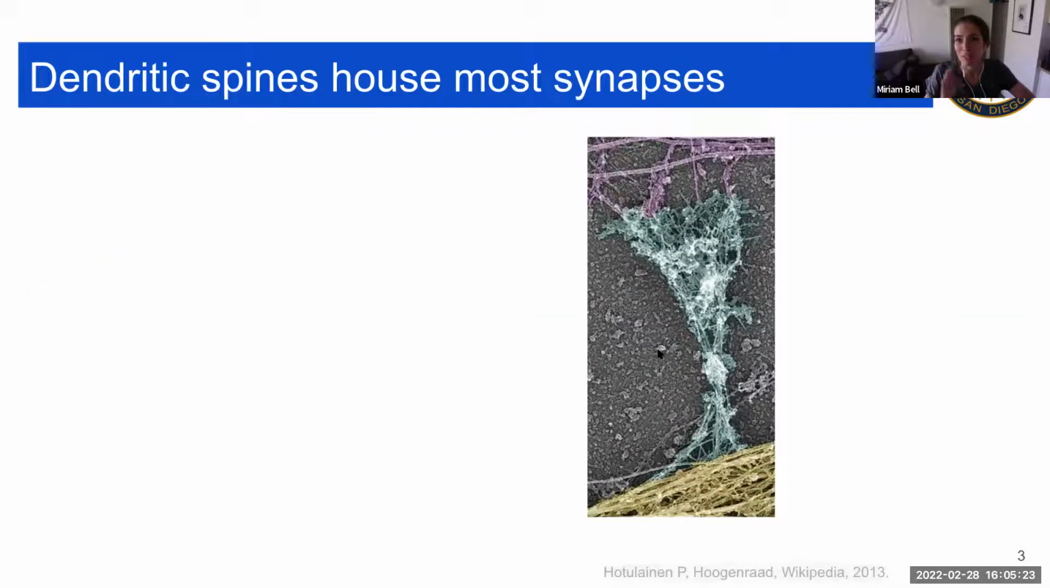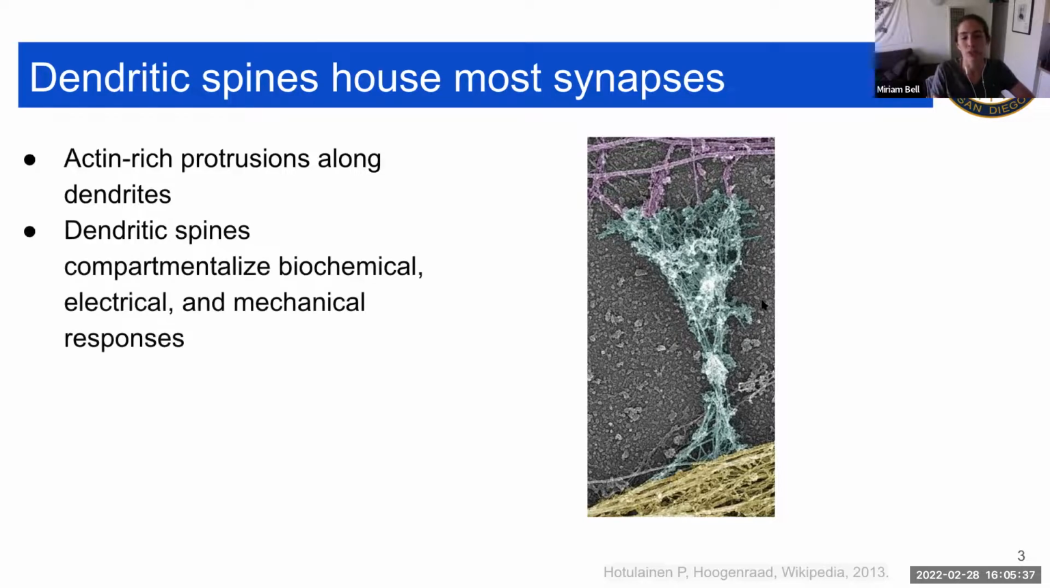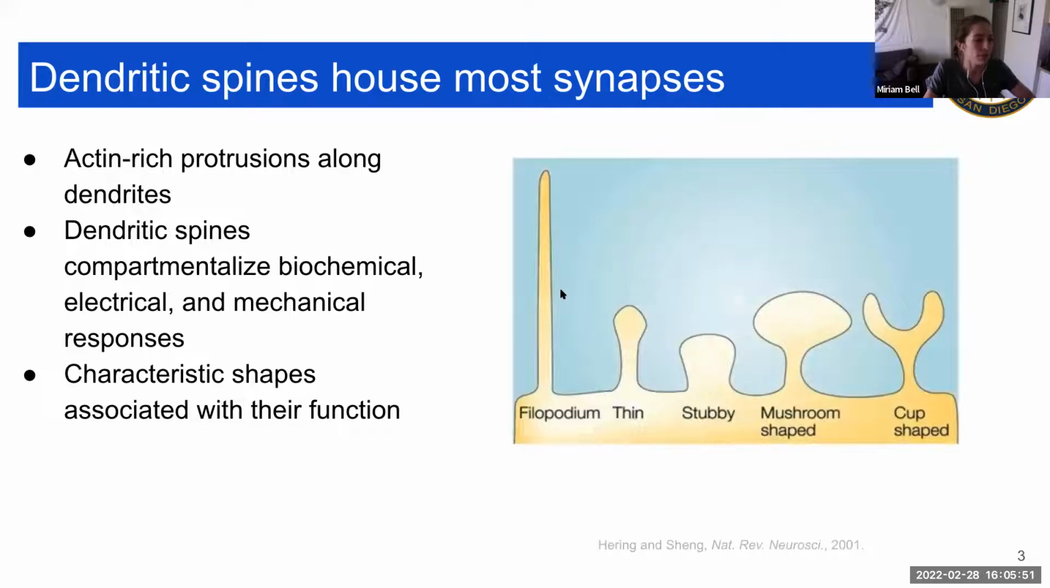So to talk about that, we need to know what dendritic spines are. The majority of excitatory synapses are housed in dendritic spines, which are small protrusions along the dendrites of neurons. And they're actin-rich, and they compartmentalize biochemical, electrical, and mechanical responses. They also have characteristic shapes that are associated with their function, although this shape-function relationship is not fully understood. So here are some of the characteristic shapes. You have filopodia, thin, stubby, mushroom, and cup-shaped. Filopodia tend to be most common in neurodevelopment, while for mature spines, we typically talk about thin and mushroom-shaped spines.